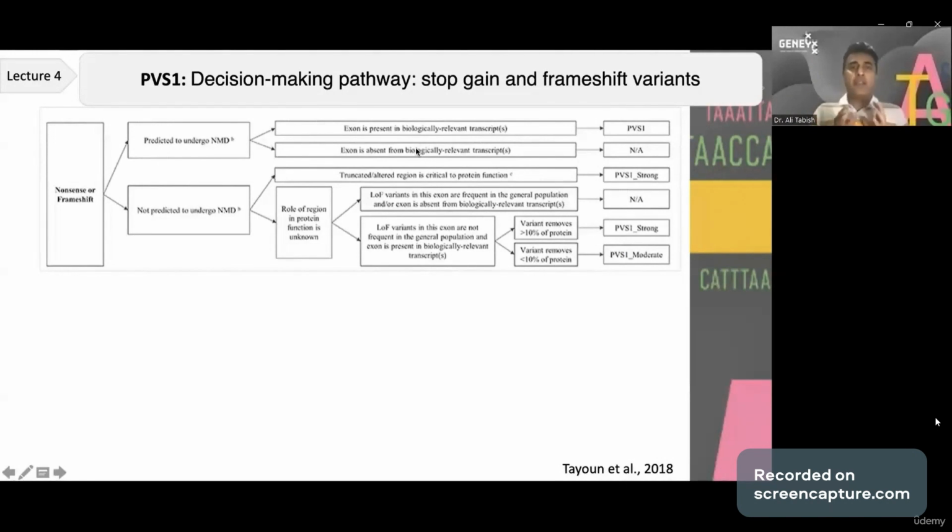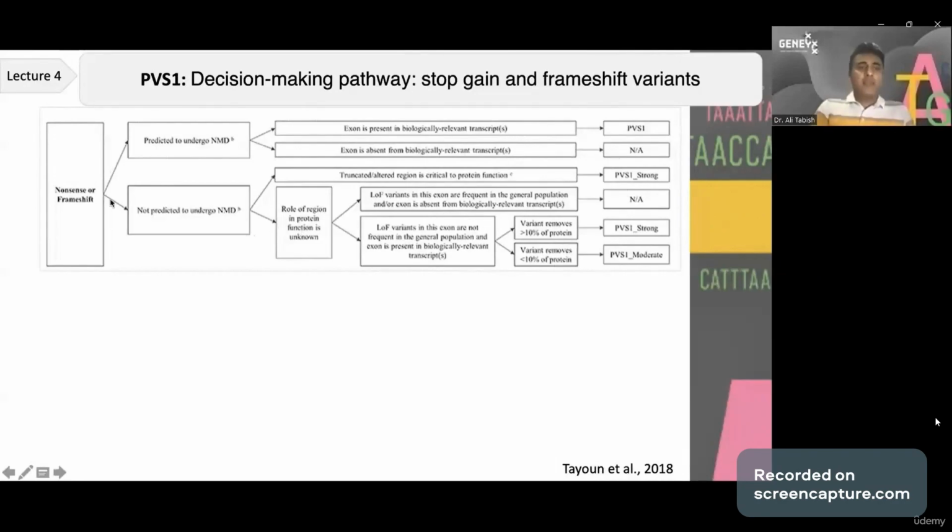And if we see this exon is absent from biologically relevant transcripts, then we cannot apply PVS1, even if it is a frameshift variant, because it's not present in a biologically relevant transcript, so we will not apply PVS1.